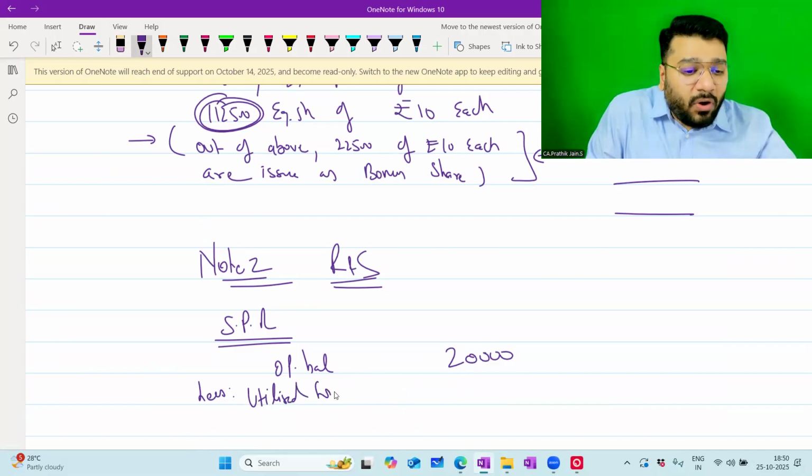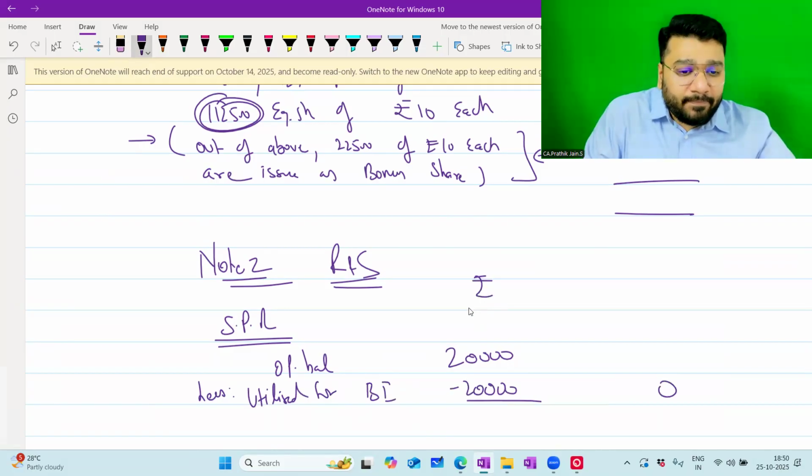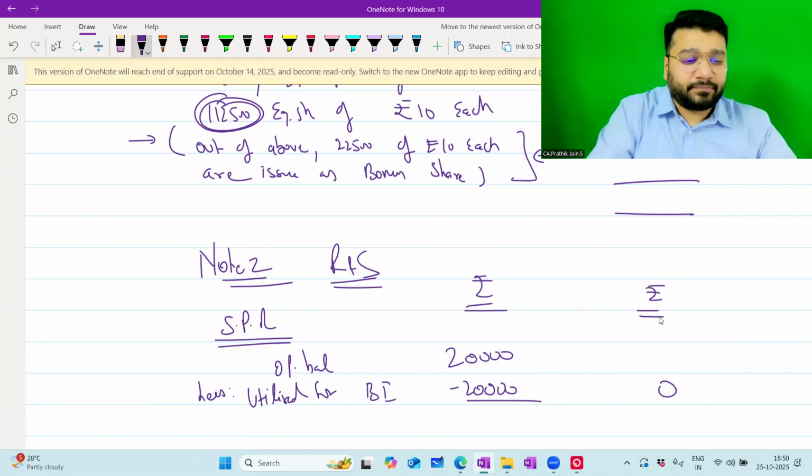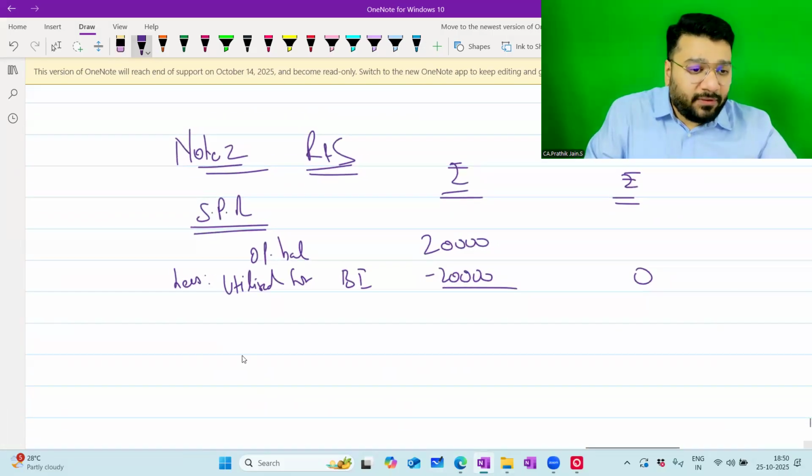Utilized for bonus issue. How much? 20,000. Balance is how much? 0. Rupees inner column and rupees outer column. Next, reserve. No, general reserve. Revaluation reserve is there, no? There.